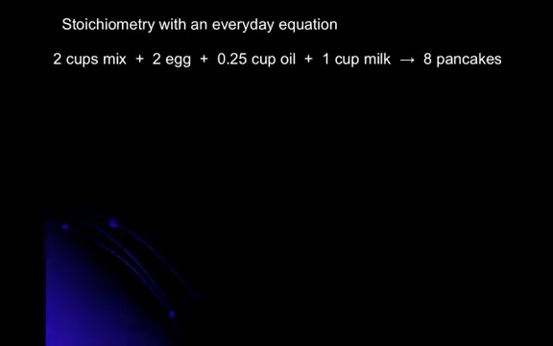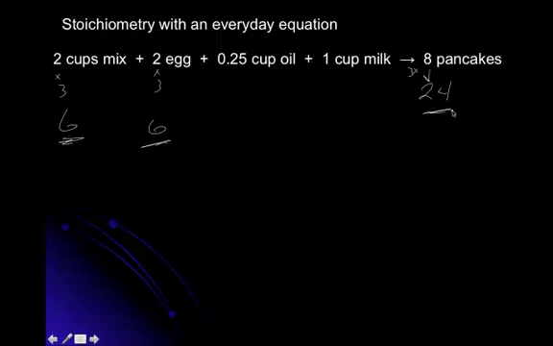All right, stoichiometry with an everyday equation. Here's a recipe to make pancakes off of a Bisquick box. You need 2 cups of mix, 2 eggs, a quarter cup of oil, and a cup of milk, and you're going to get 8 pancakes. Let's say you have family over, and you need 24 pancakes instead of 8. Since we're tripling this, we would need to triple the recipe. So we would need 6 cups of mix, 6 eggs, and so forth. That's effectively stoichiometry. It's calculating these quantities: how much do I need to make this? That's what stoichiometry does.